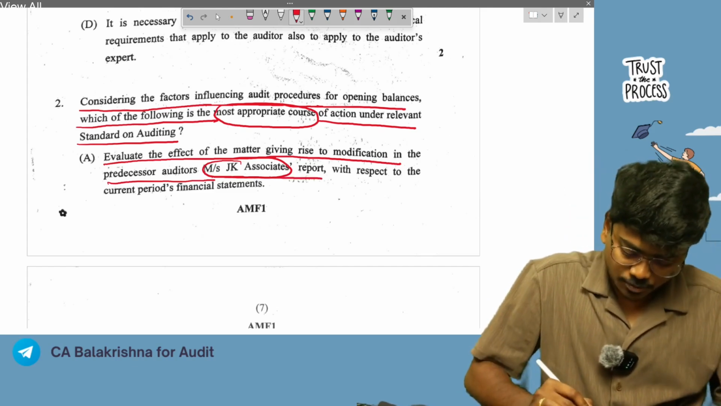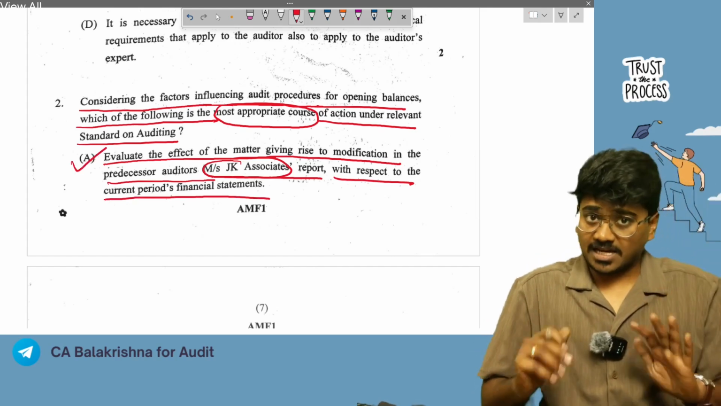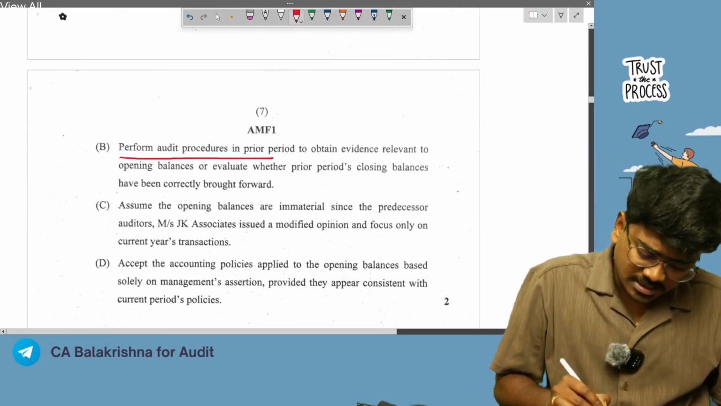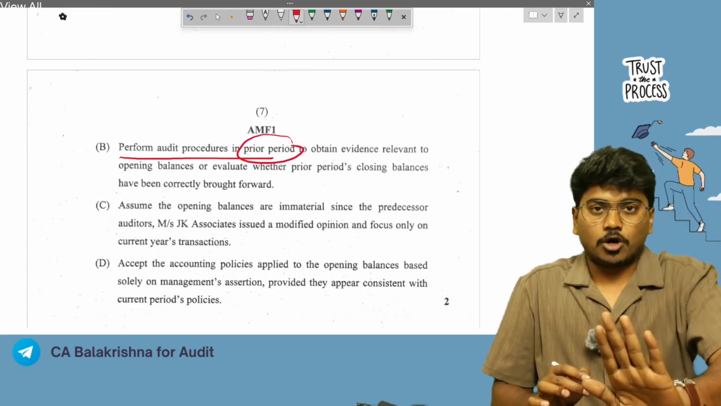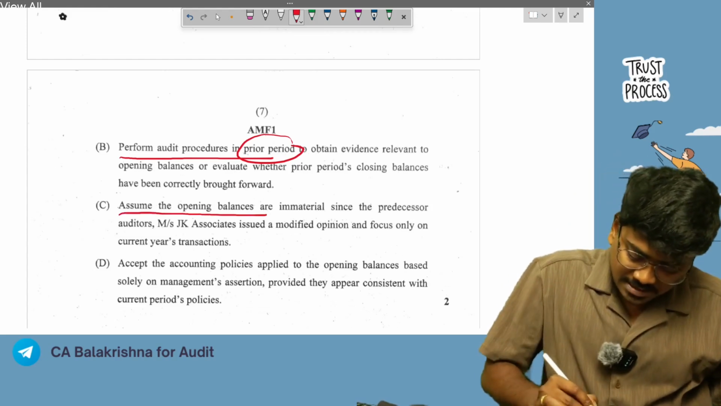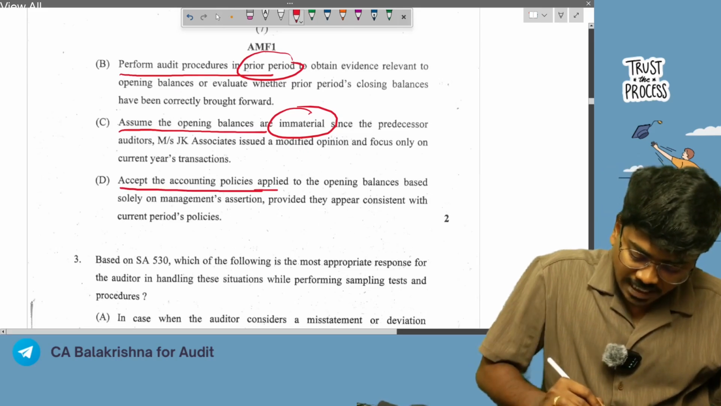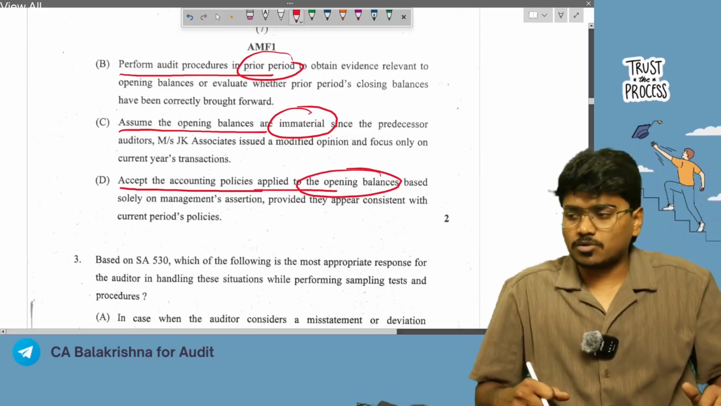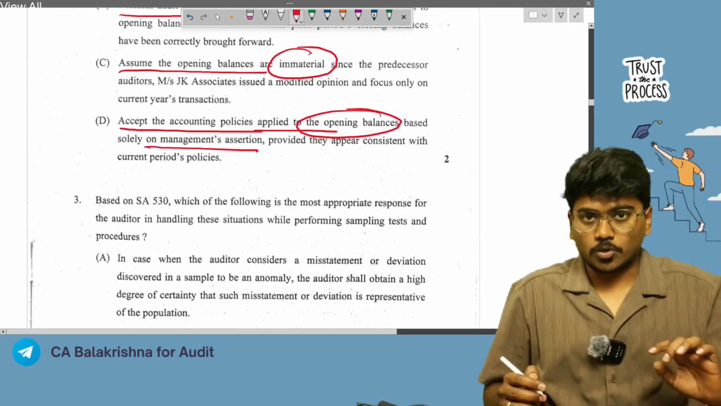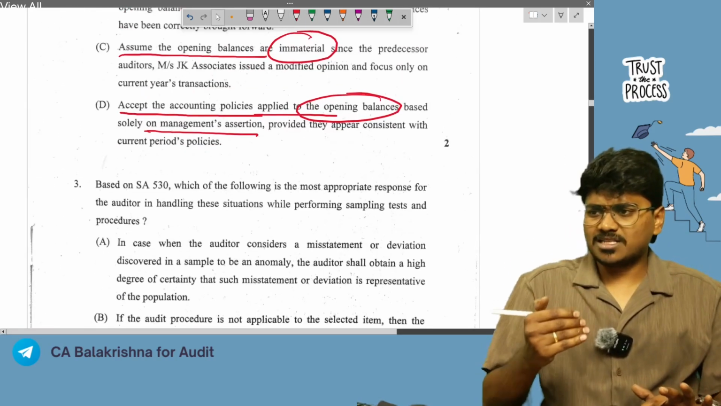Messrs. JK Associates' report with respect to the current period's financial statements. Option A is correct. This is a correct procedure. And the remaining procedures: they are saying perform audit procedures in the prior period. No, you need not perform audit procedures in the prior period, you perform audit procedures in the current period only. Assume opening balances as immaterial. No, you cannot assume opening balances as immaterial. Accept the accounting policies applied in the opening balances solely based on management assertion. No, you cannot accept the accounting policies solely based on management assertion. So all these three options are wrong.